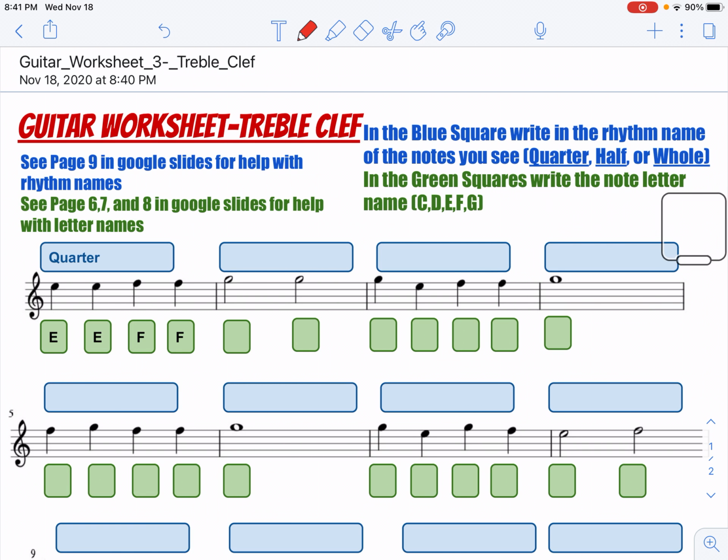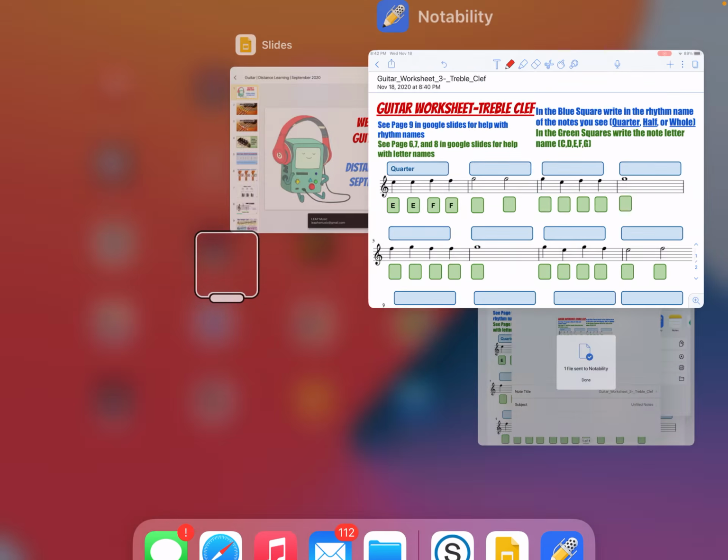Now you might be saying, okay, I am very confused, Mr. O. Well, it says see page 9 in Google Slides for help with the rhythm names. See page 6, 7, 8 for help with letter names. So remember, whenever you're doing an assignment, you need to use these pages in our book or our Google Slides to help. So let's focus on the blue squares. It says write in the rhythm name of the notes you see.